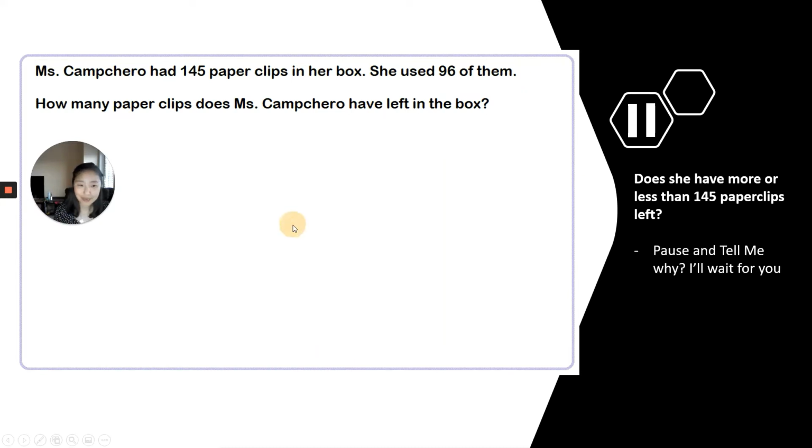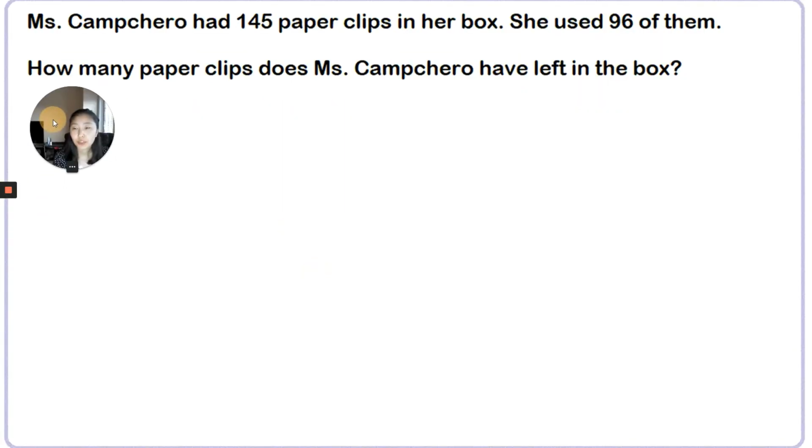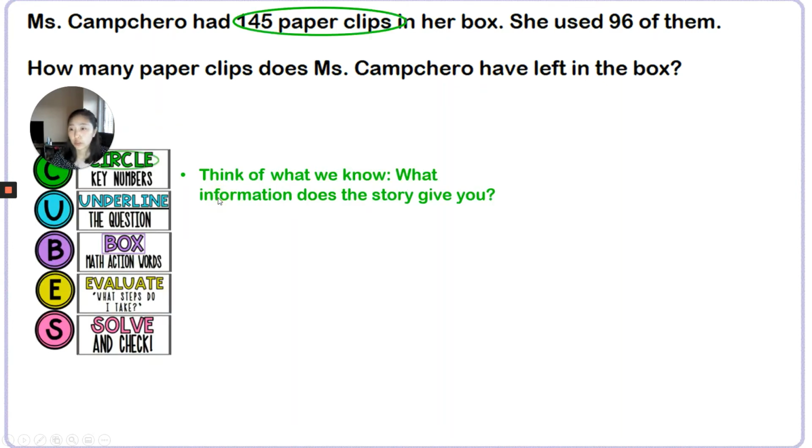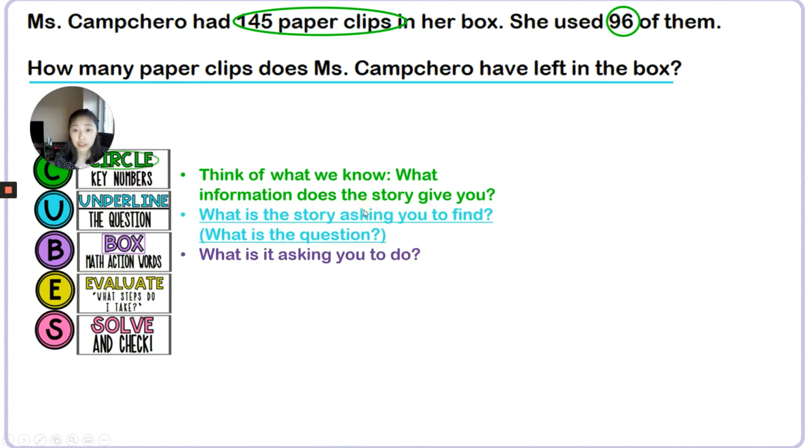All right, great job explaining. We're going to keep going. So we're going to quickly go over this before I send you off to work. So you know she started with 145 paper clips. She used 96 of them. Now you need to know how many does she have left in the box. How are you going to find that out? Well, she used 96 of them, and you're trying to figure out how much you have left. So what are you going to be doing? Again, think about it. You have a box of paper clips, and you use them, which means are they being put into your box or taken out of your box? You need to really think about what's going on.